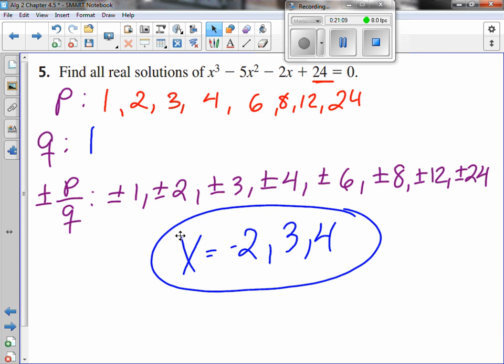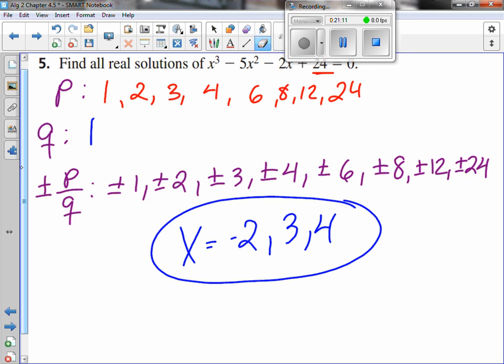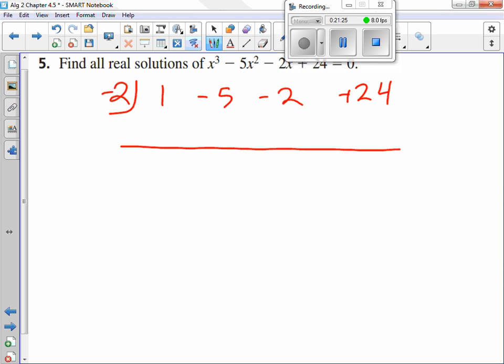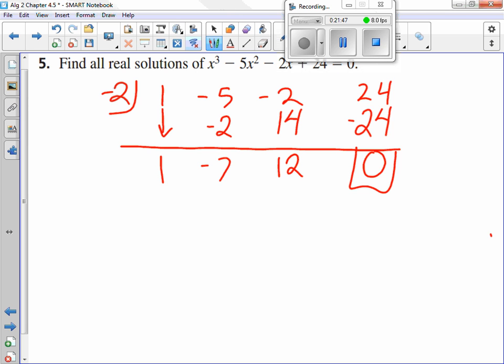Well, that's going to be it for this one here, and we'll go into more detail in the next chapter of exactly why. But if I do the division, 1, -5, -2, +24, drop the 1. Well, 1 times -2 would be -2. -5 plus -2 would be -7. -2 times -7 would be 14. -2 plus 14 would be 12. -2 times 12 would be -24. We would get 0.